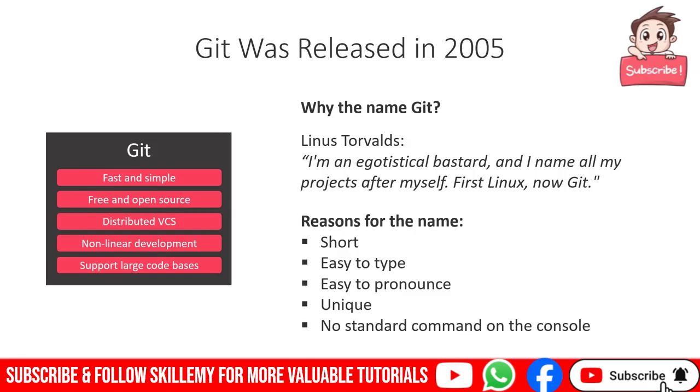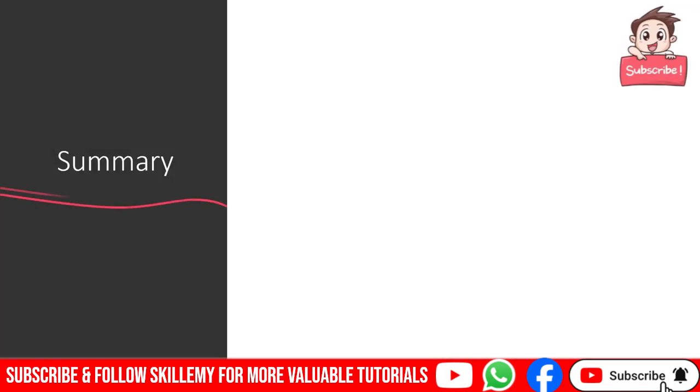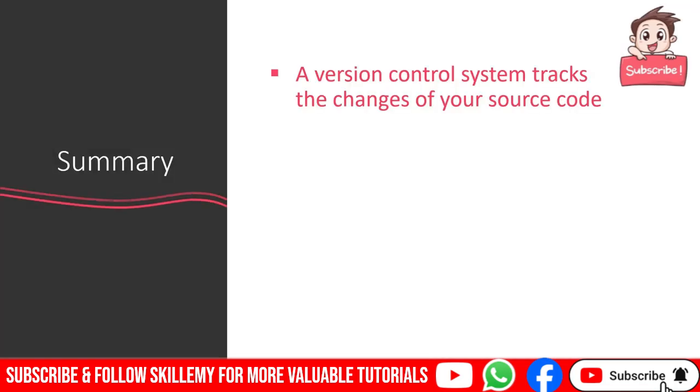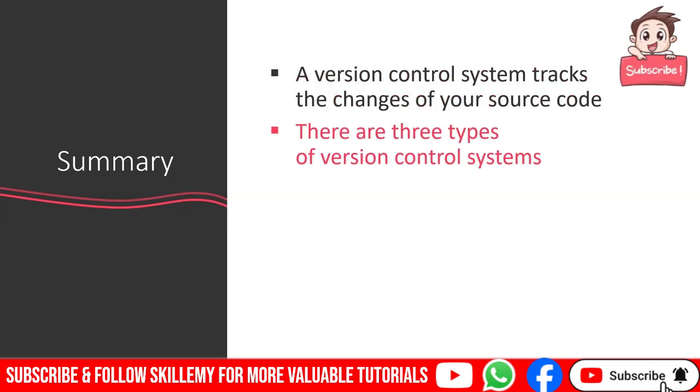Alright, so far to the origin of Git. Now let's wrap up what you have learned in this lesson. You learned in this lesson that a version control system tracks the changes of your source code. It handles the versioning of the source code for you. You learned that there are three types of version control systems: local, centralized, and distributed. Git is a distributed version control system. This means that the version database, respectively the so-called repository, is stored not only on the server, but on every computer.